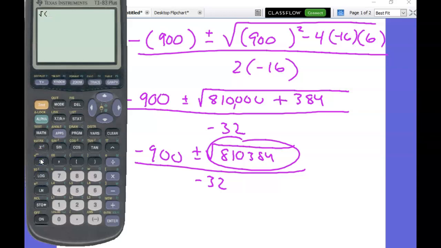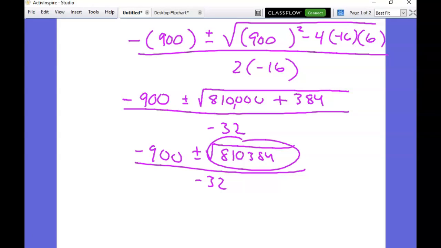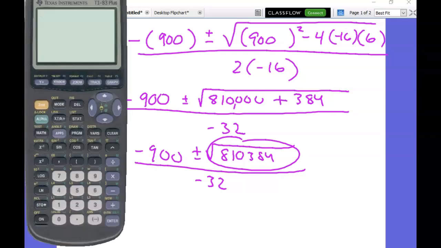So let's type in 810384. Mine says error. Equals. And I have here 900.213. There's a lot of numbers there. Wait, what is that bottom one? I didn't get that like at all. Me neither. Okay, let's try it again. Maybe I did something wrong. That's what I got too. Okay, let's try it again. Push second. Did you guys get push second yet?